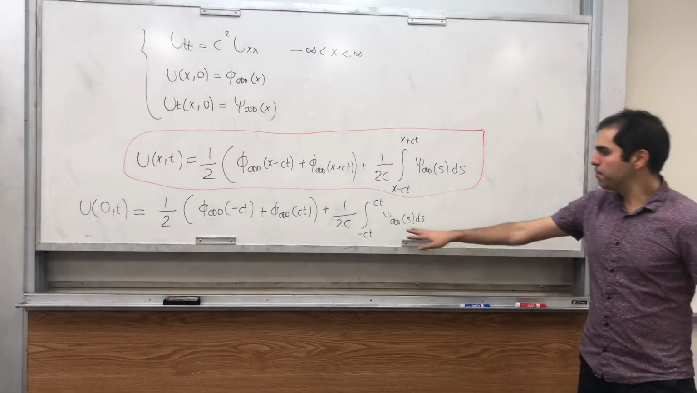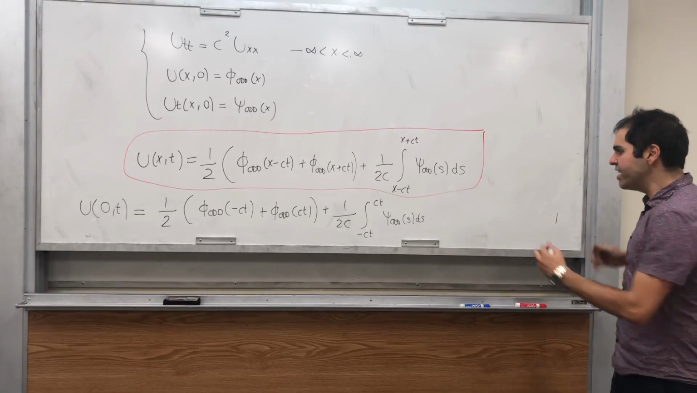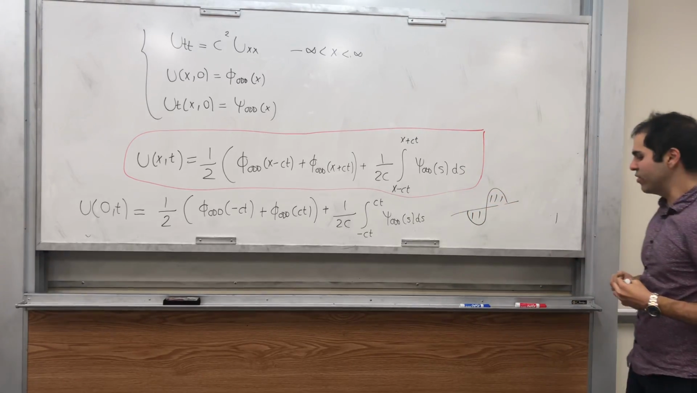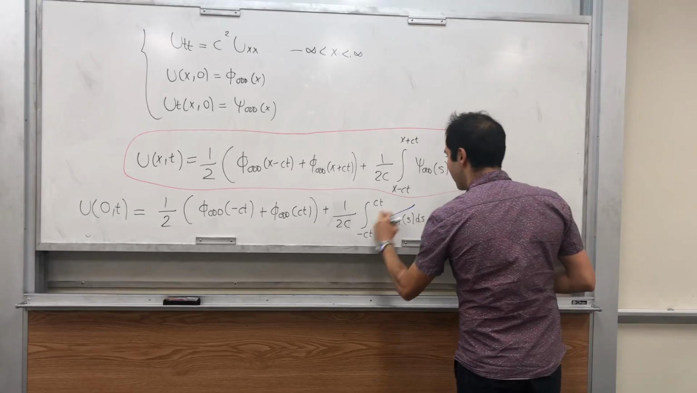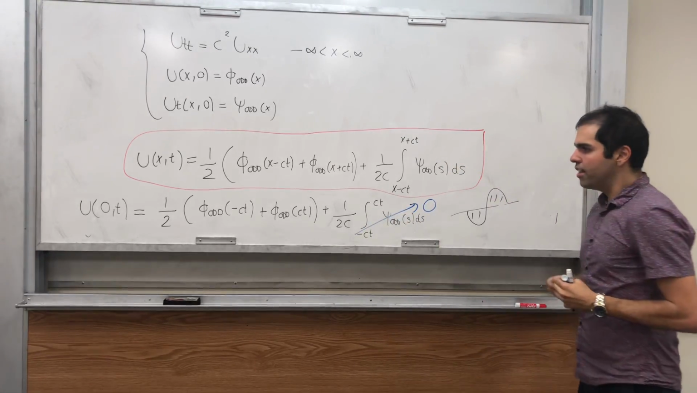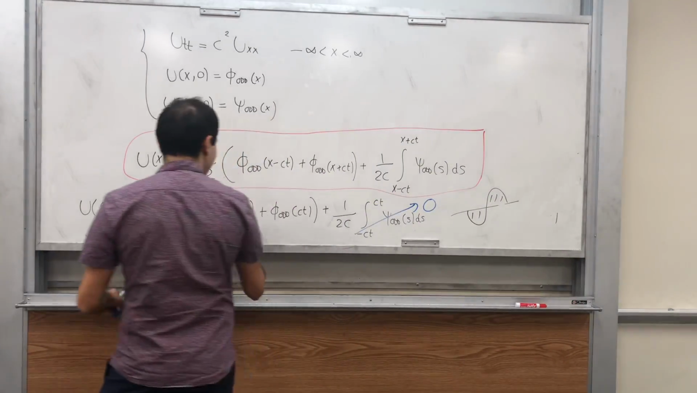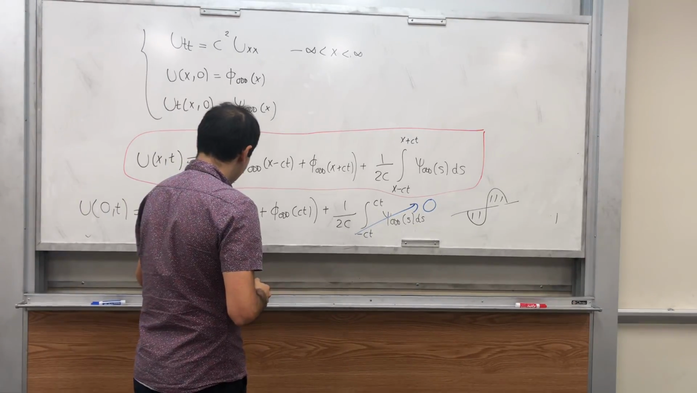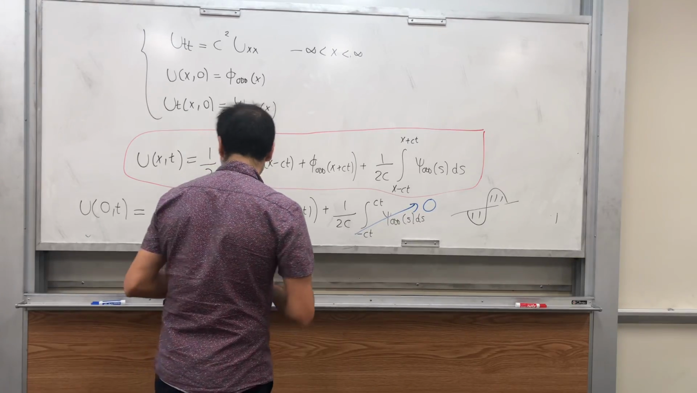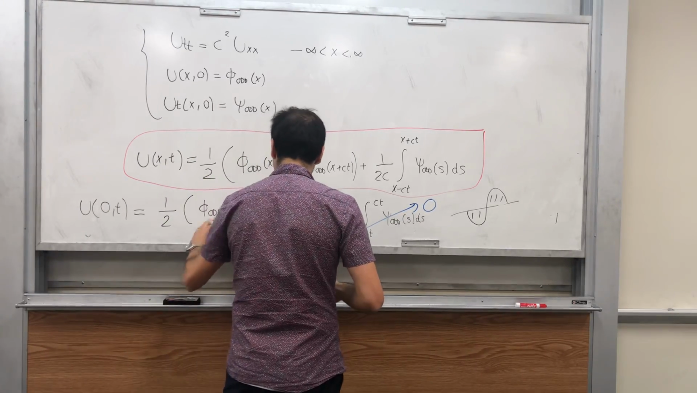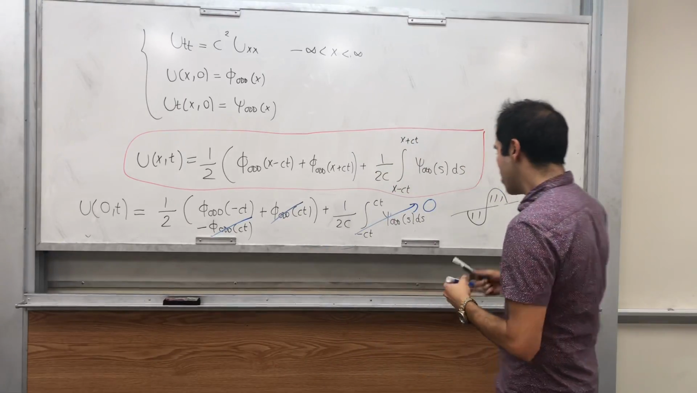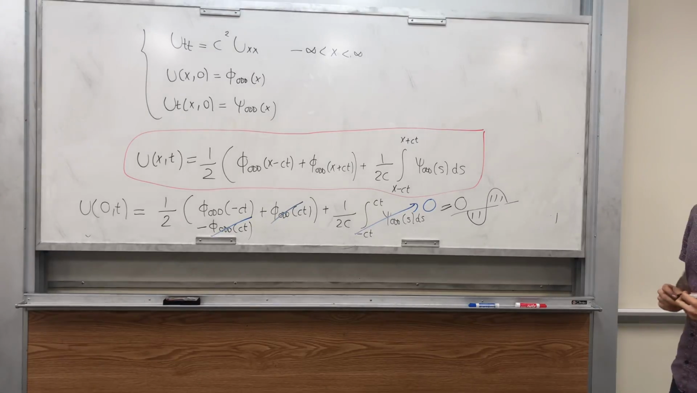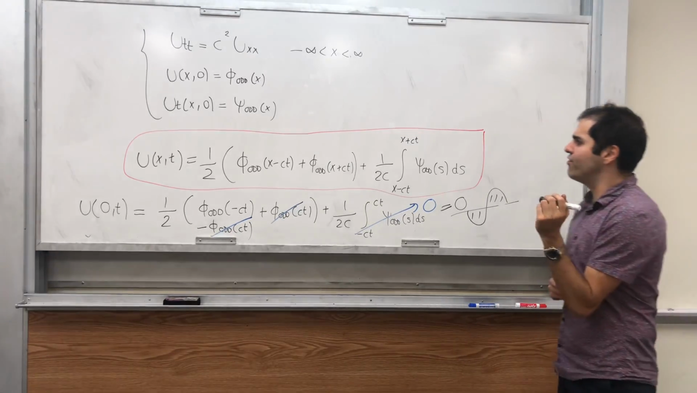Now, psi is an odd function, and the integral of an odd function over a symmetric interval is 0. So this, by construction, it's 0. This one, well, phi of minus ct is minus phi of ct. So this also cancels out, you see? And therefore we get that it's 0. Again, just by construction, by using the odd extension.